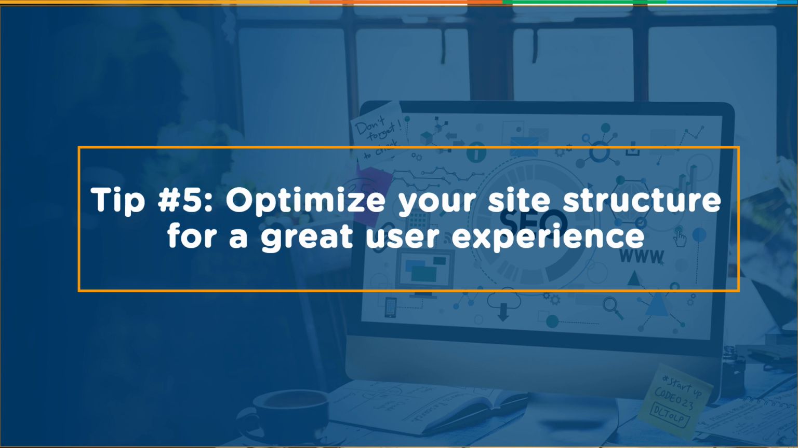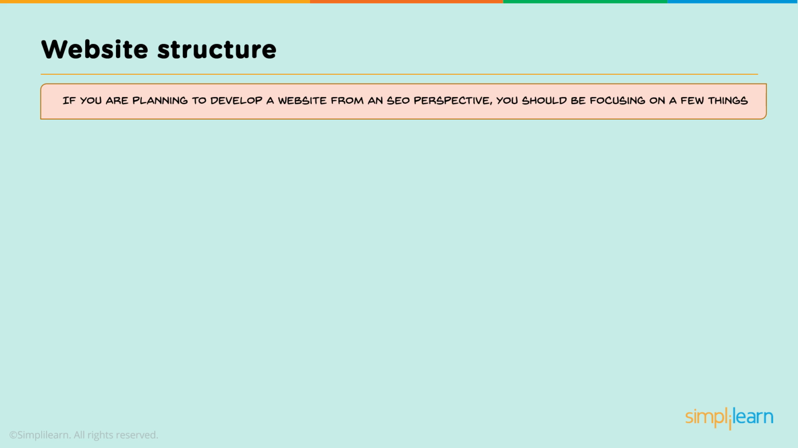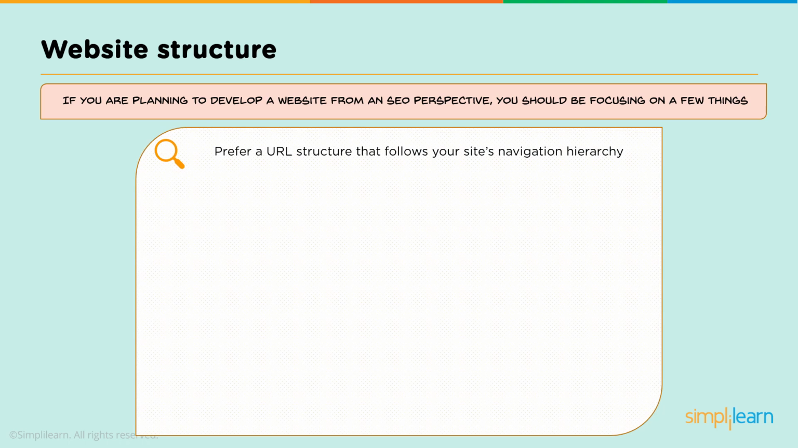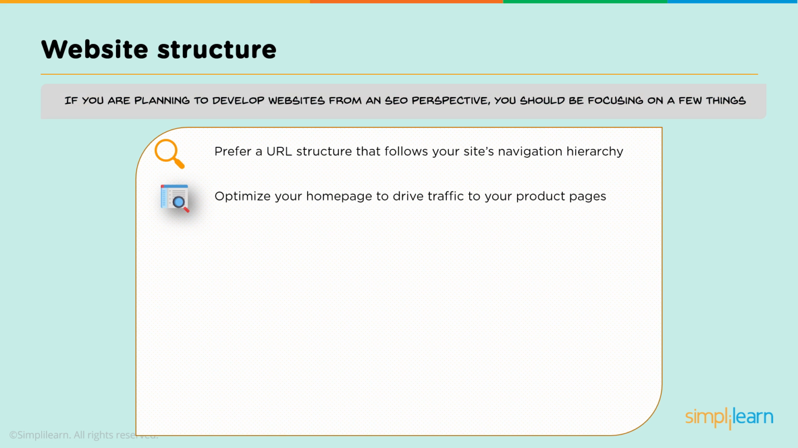Okay, let's talk about tip number 5: optimize your site structure for a great user experience. Let's go over some of the tips for planning a good website for SEO. Tip number 1 is you want a URL structure that follows your site's navigation hierarchy. So obviously home page, interior pages. Depending on what type of site you have, the navigation needs to follow that site's hierarchy. And it all starts with the home page.